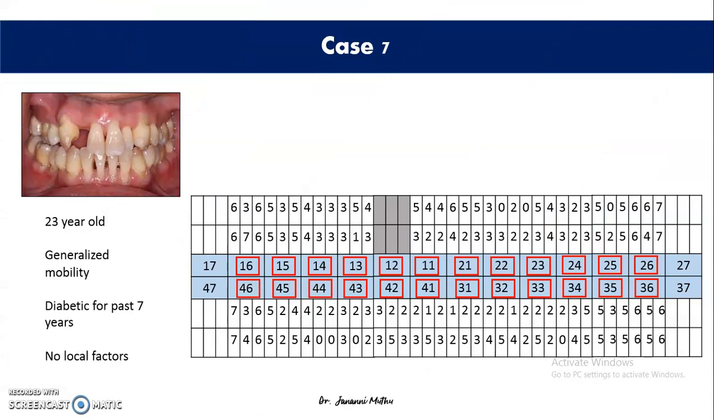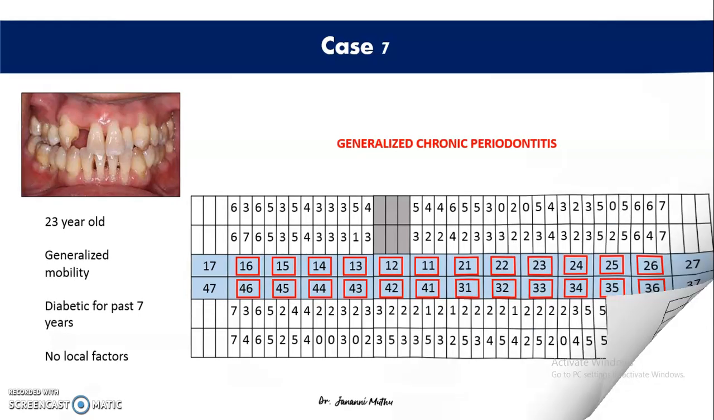Finally, this is the presentation of a 23-year-old who is diabetic for the past 7 years, complaining of generalized mobility and recession. On clinical examination, very minimal local factors and inflammation is present, and periodontal examination reveals attachment loss in all of the teeth. Considering the age and clinical presentation, you might misdiagnose this case as generalized aggressive periodontitis. In history, the patient is found to be diabetic for the past 7 years, which means the patient is not systemically healthy. Hence, your diagnosis should be generalized chronic periodontitis.